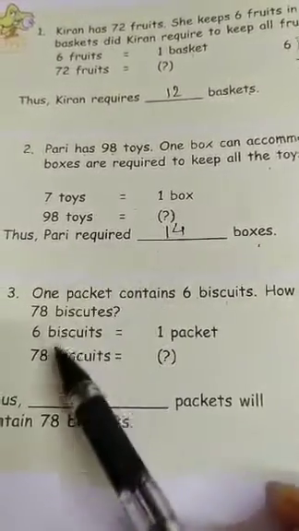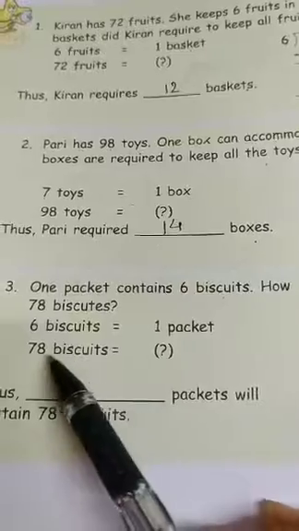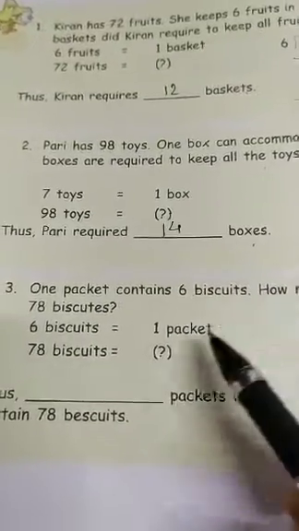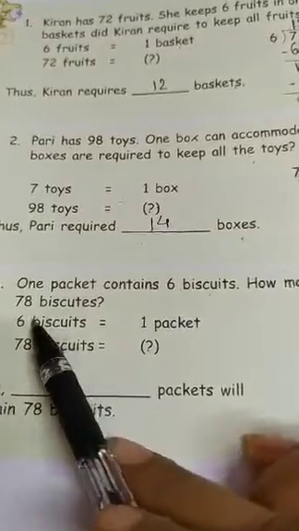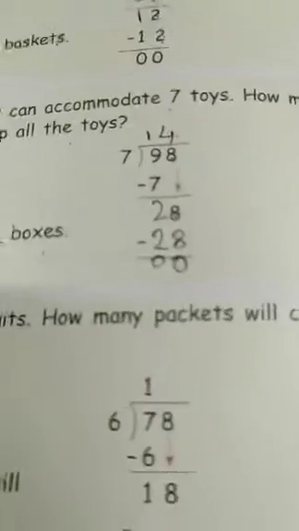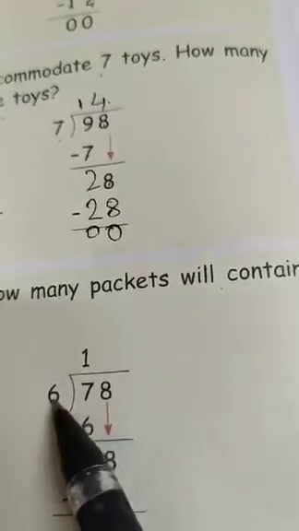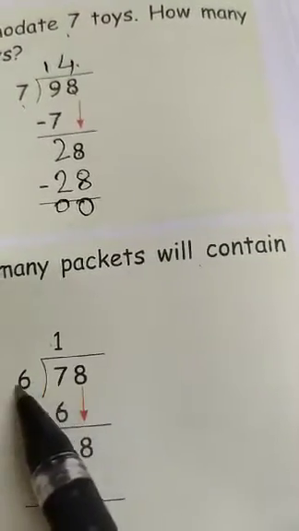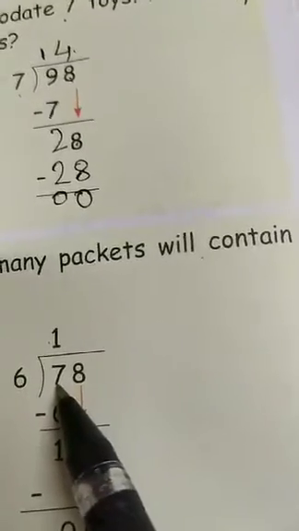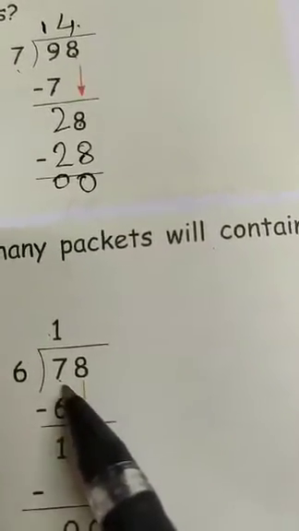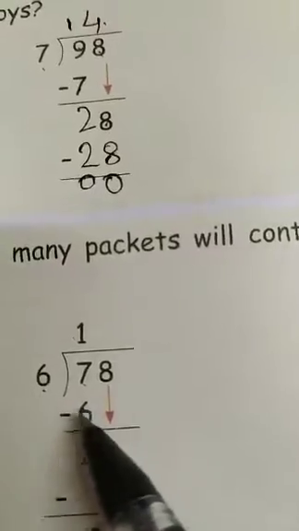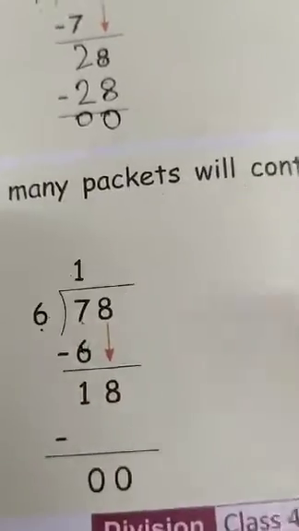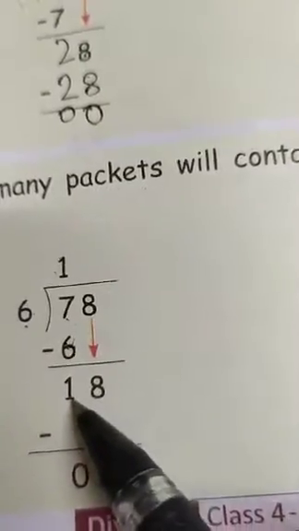Then what we have to do? See, 6 biscuit, 1 packet. For 78 biscuit, how many? That we have to find out. So see, 78 divided by 6. That we do here. Now 6. 6 ones are 6. Why 6 ones are 6? Because in table of 6, 7 is there? No. And which one is a small number than 7 in table of 6? That is 6. So 6 ones are 6. 7 minus 6, it is 1.